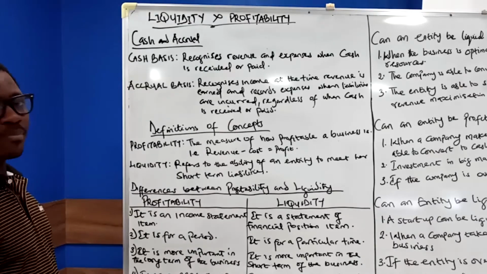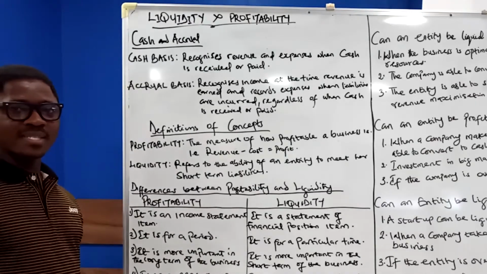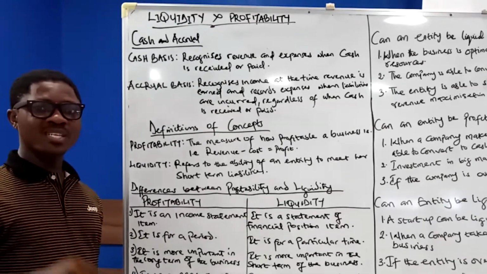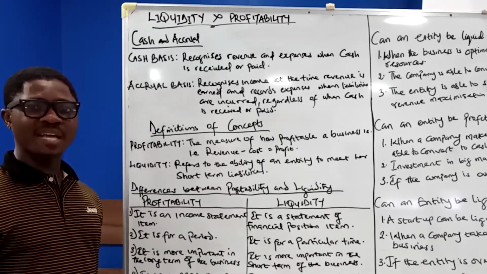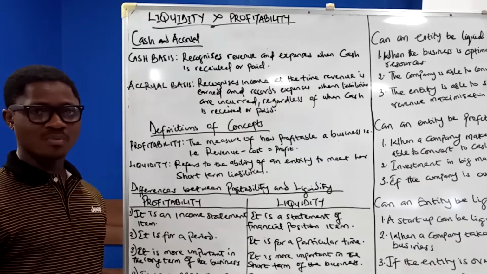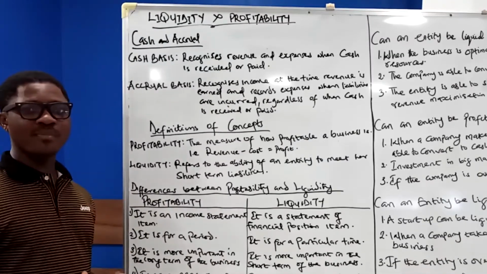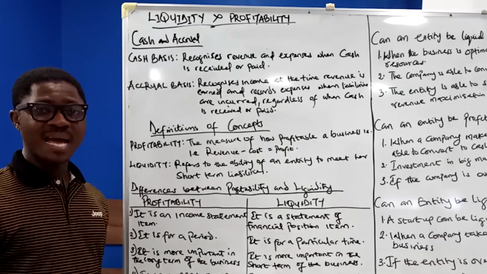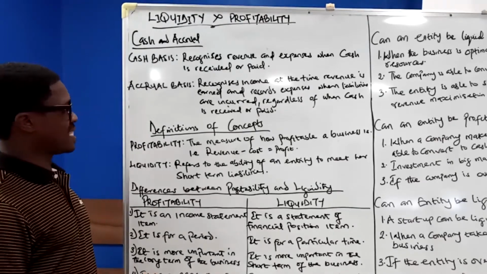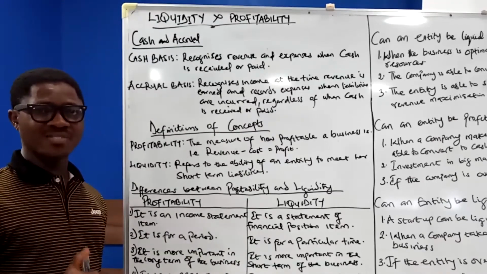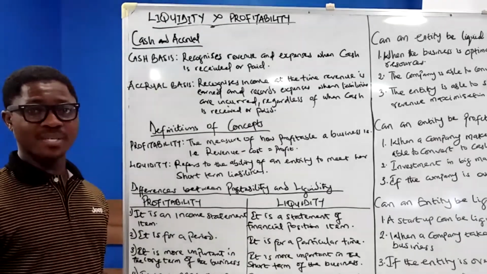First, cash and accrual basis. I said that cash and accrual basis are the foundation upon which the concepts of liquidity and profitability are based. What does this mean? Without cash and accrual basis, there will be nothing like profitability and liquidity. Now, what is cash basis? Cash basis recognizes revenue and expense when cash is received and when cash is paid.